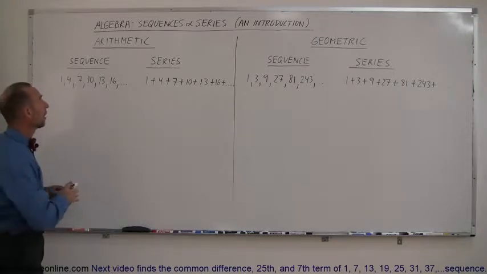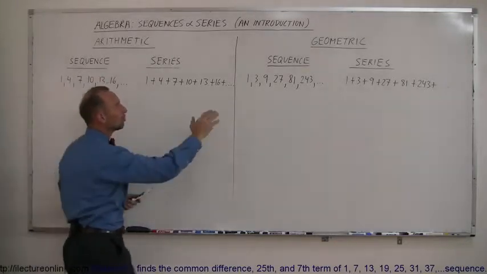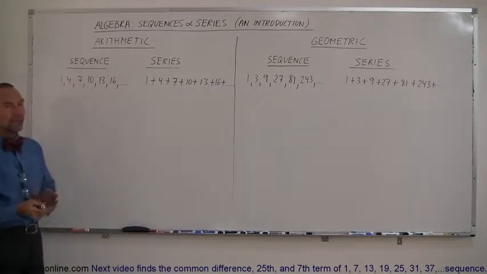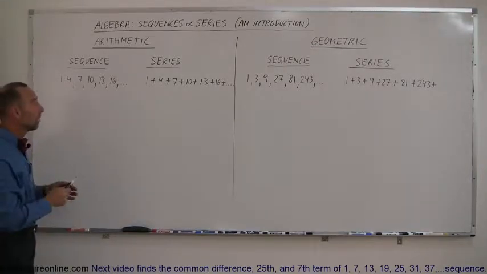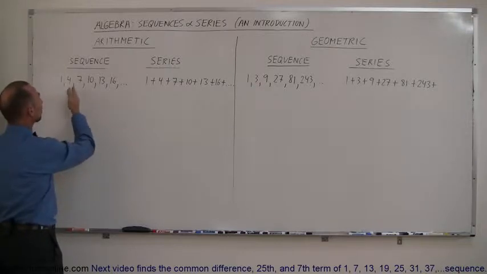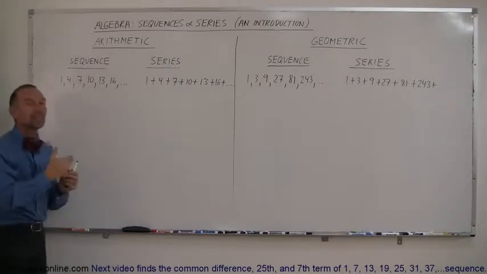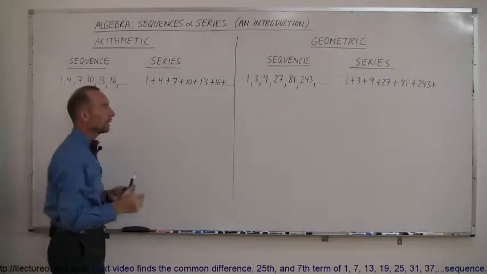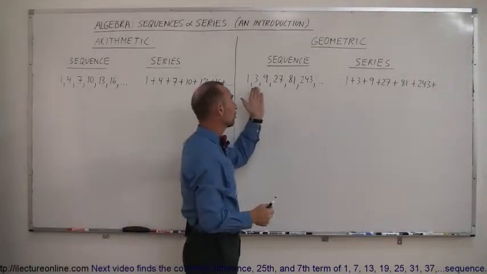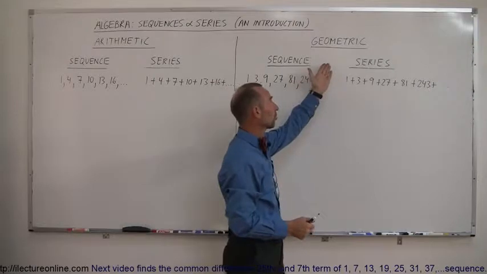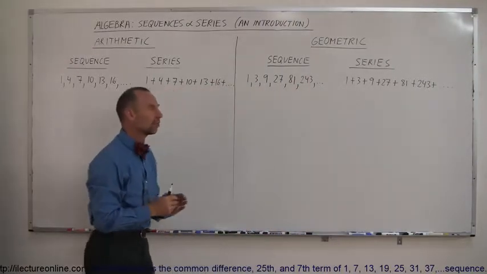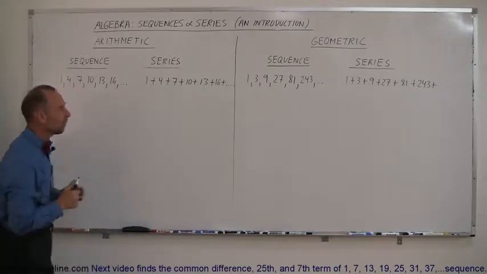We can either have an arithmetic or a geometric sequence or series. And the only difference between a sequence and a series is that in a sequence you simply write out the numbers with a comma in between, you just list the numbers. In a series, you add the numbers together. Again, in a geometric sequence, you simply list the numbers. In a geometric series, you add the numbers together. But they're not just any set of numbers. There is a very specific type of number.